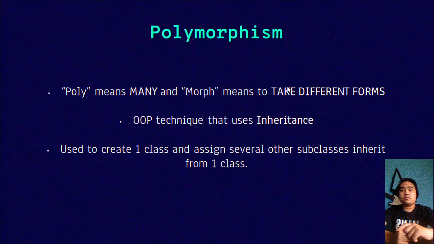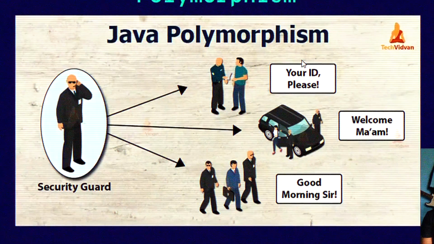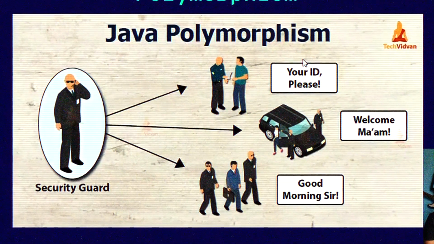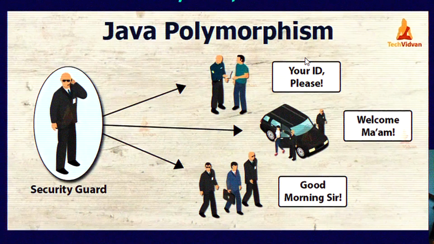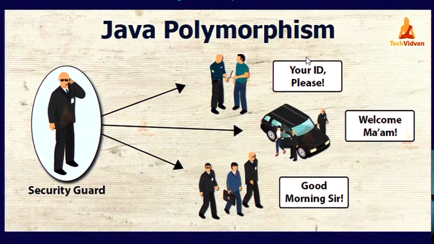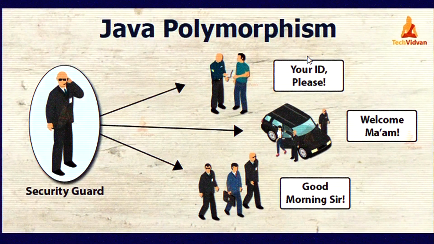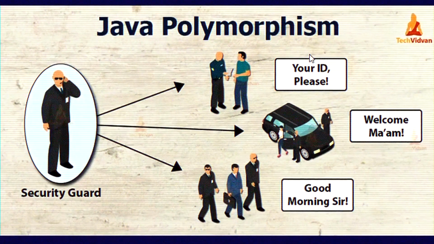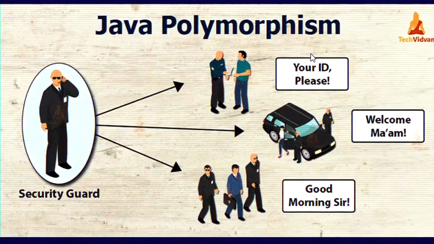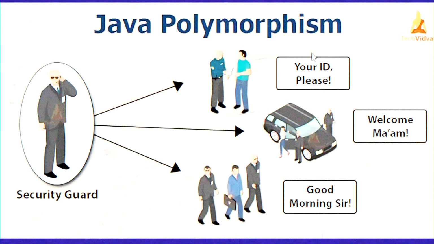In Java, polymorphism makes use of inheritance to create one class and make several other subclasses inherit from that specific class. Given a real-life example, a security guard outside an organization behaves differently with different people entering the organization. He acts in a different way when the boss comes and in another way when the employee comes. When customers enter, the guard will respond differently. So here the behavior of the guard is in various forms, which depends on the member who is coming.